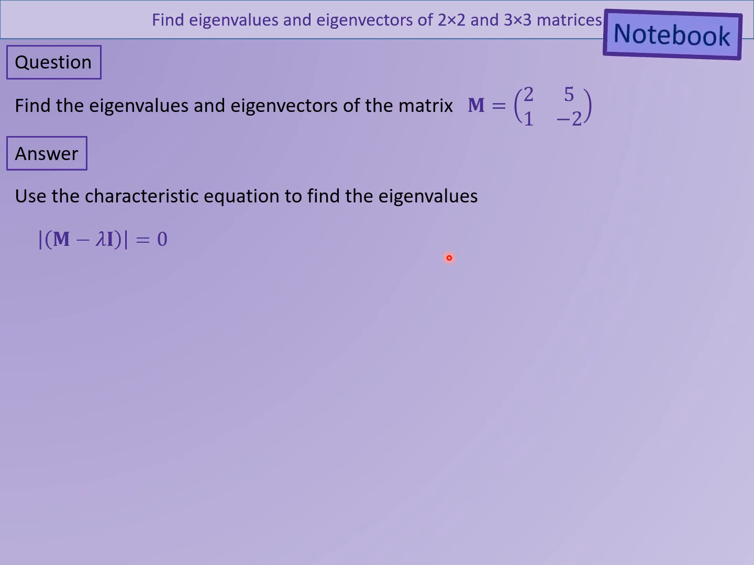Now let's put the stuff in we actually know. We know what the M matrix is, so we can definitely substitute that in there. We also know what I is. I is just an identity matrix. In this case, it's going to be a 2 by 2 identity matrix. So we can substitute that in as well.